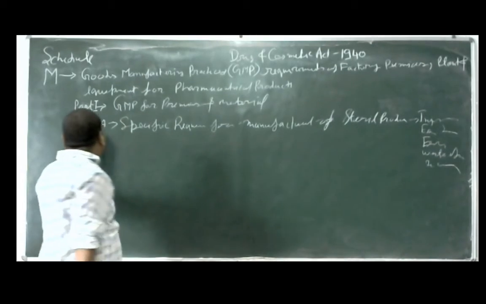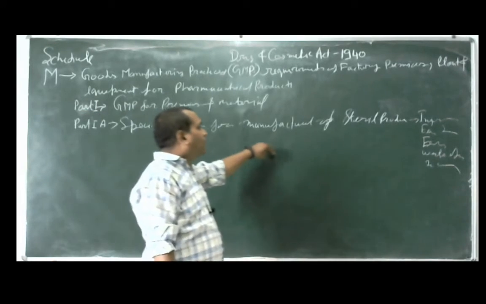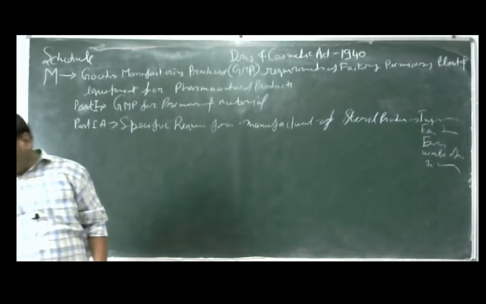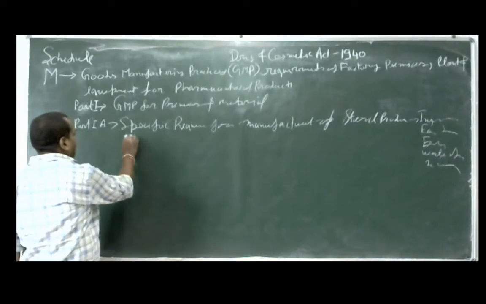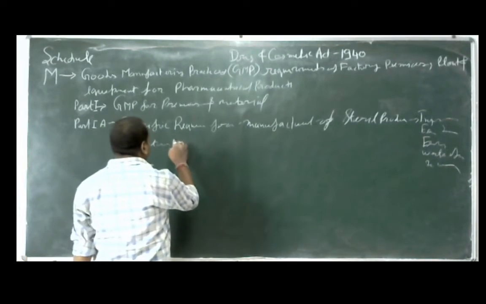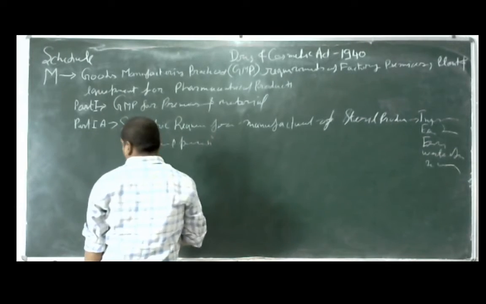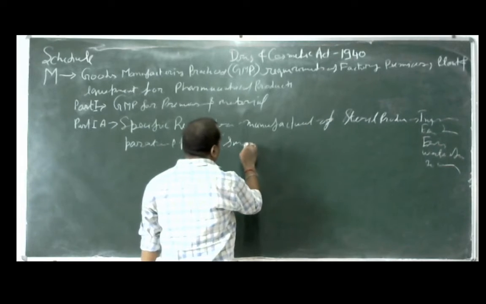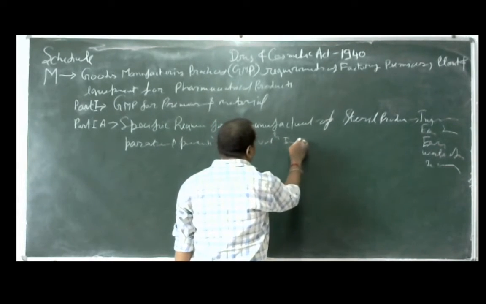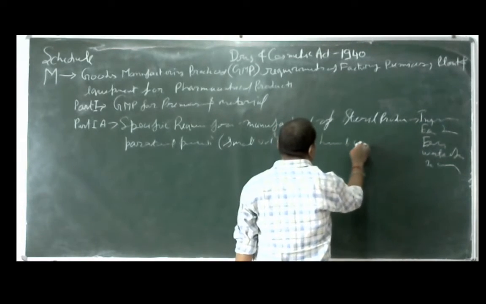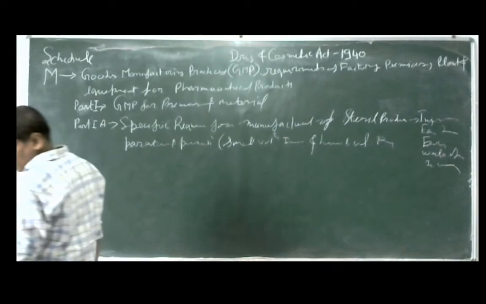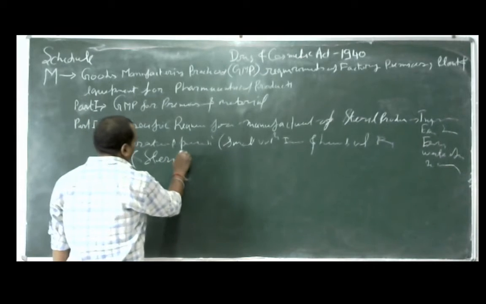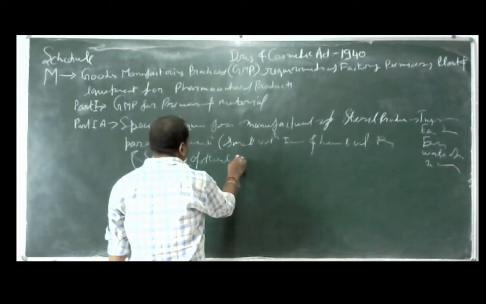So Part 1A is specific requirements for the manufacture of sterile products: parenteral preparations, small volume injectables and large volume parenterals, and sterile ophthalmic preparations.